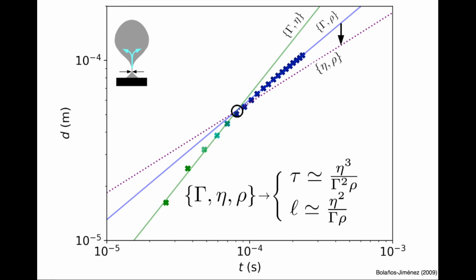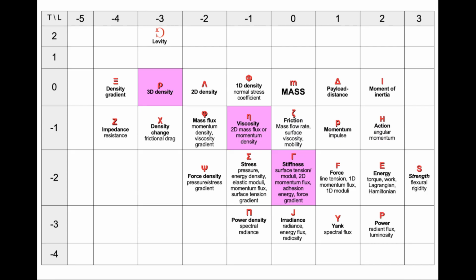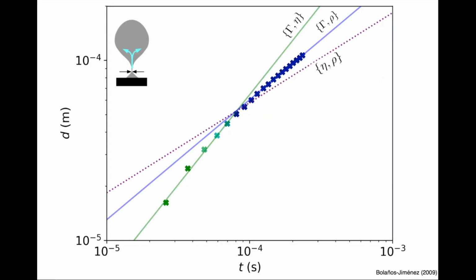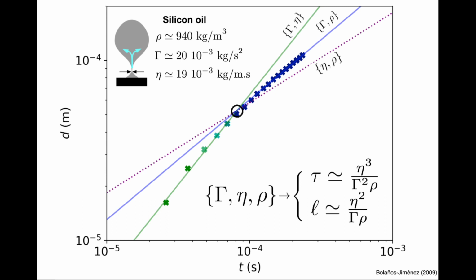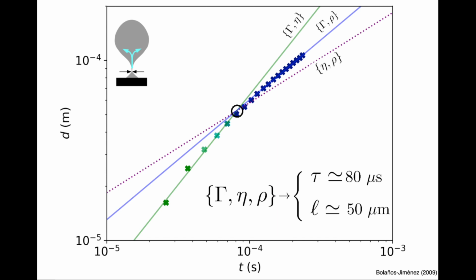The important thing for now is to see once more that three mechanical quantities give three regimes intersecting at a special event, with coordinates obtained directly from the mechanical quantities. For this experiment, the values of density, surface tension, and viscosity give a point with a size around 50 microns, 80 microseconds before pinch-off. If we consider a fluid with different properties, the values will change accordingly.